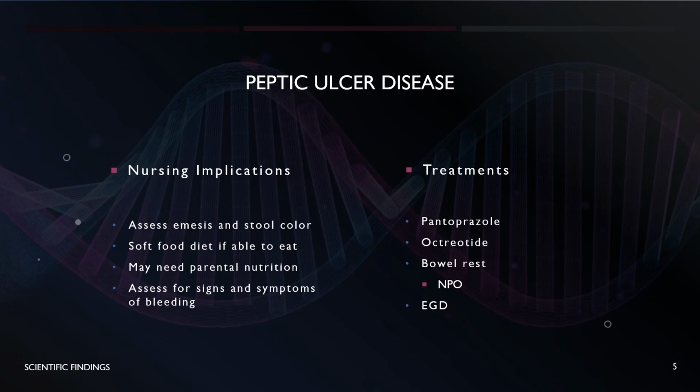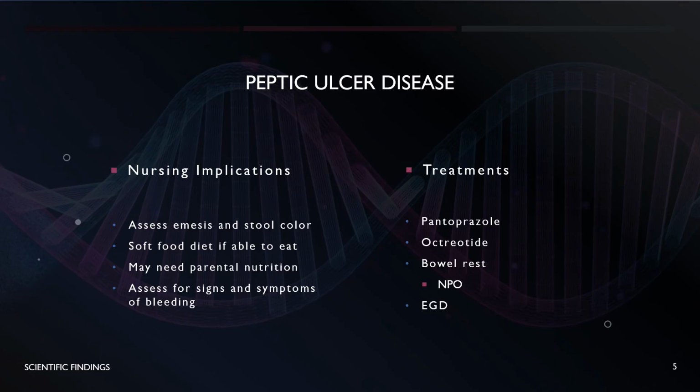Soft food, when they're able to eat. It's generally going to be NPO for a little while, so we can allow for that ulcer to heal. Again, they might need parenteral nutrition depending on how long they are NPO. So parenteral nutrition is when we give nutrients via IV, whereas enteral nutrition is nutrition through like an NG or an OG or a PEG tube.